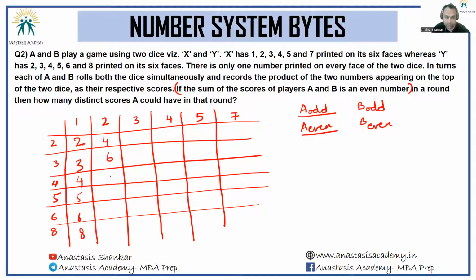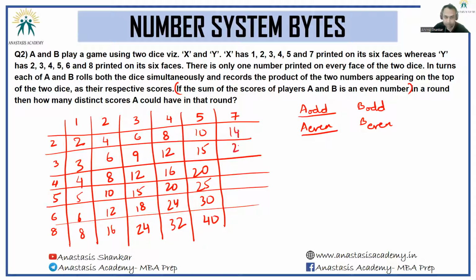Here I get 4, 6, 8, 10, 12, 16, 6, 9, 12, 15, 18, 24, 8, 12, 16, 20, 24, 32, 10, 15, 20, 25, 30, 40, 14, 21, 28, 35, 35, 42, and 56. From these, let me cancel out all the repeat values.